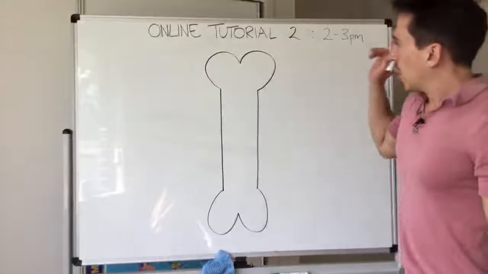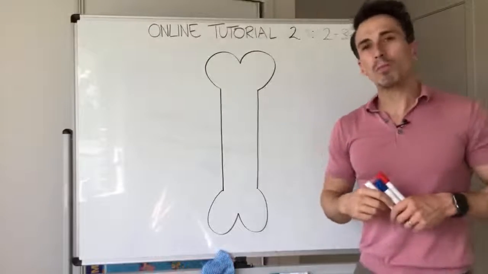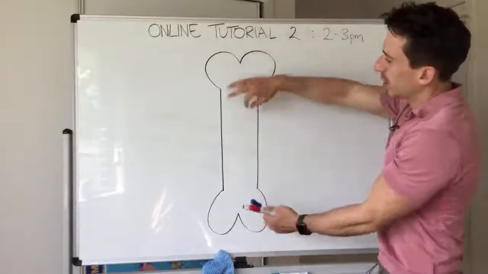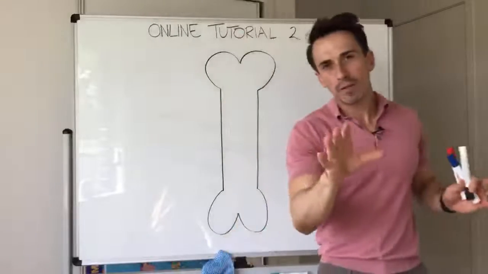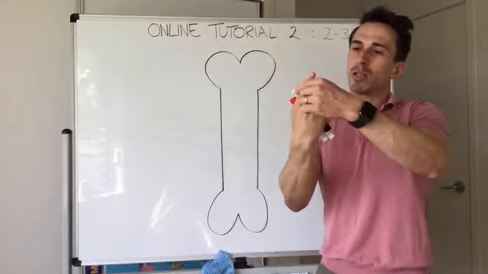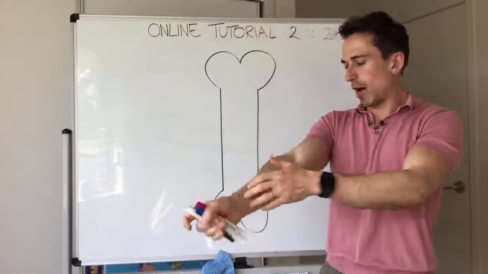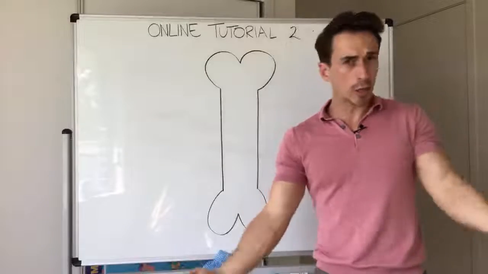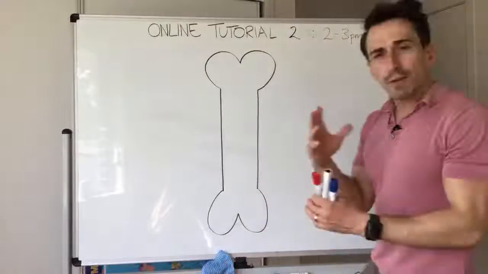All right, what we're going to do, this is what we call a long bone. Why is it called a long bone? Simply because it is longer than it is wider. So any bone in your body that is longer than it is wider is called a long bone. So the bones in your fingers, long bones. Forearm, so antebrachium, brachium, long bones. Legs, long bones, right?